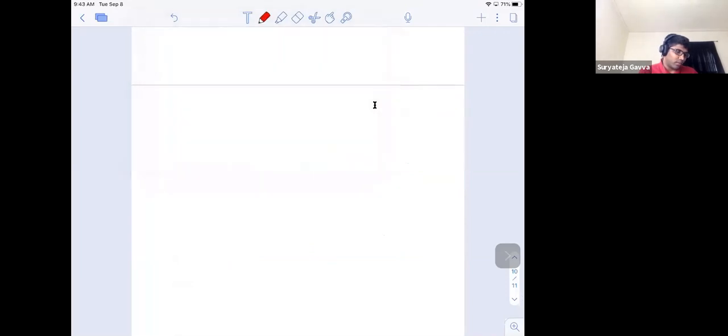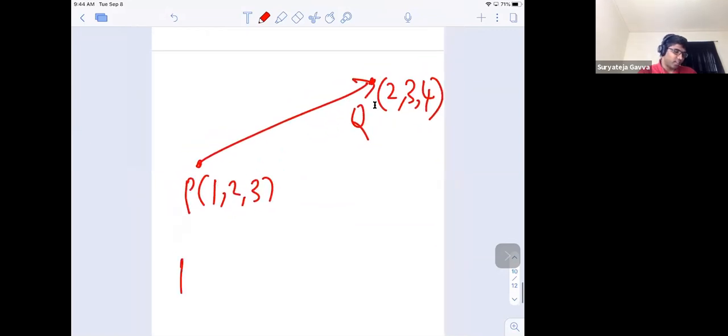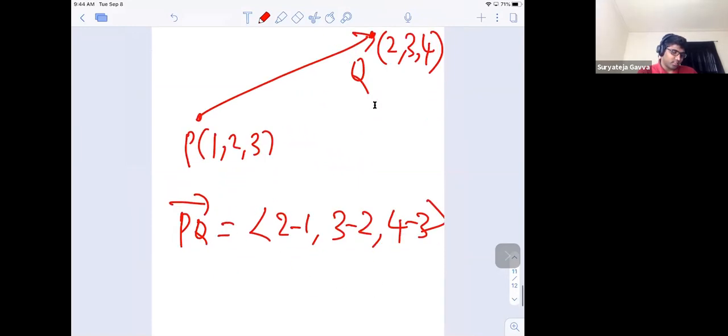What if P is (1, 2, 3) and Q is (2, 3, 4)? What is the vector? Do you have to include the letters i and j? We'll talk about i and j sometime. For right now, it's just components. The components are 2 minus 1, 3 minus 2, 4 minus 3. This is <1, 1, 1>.